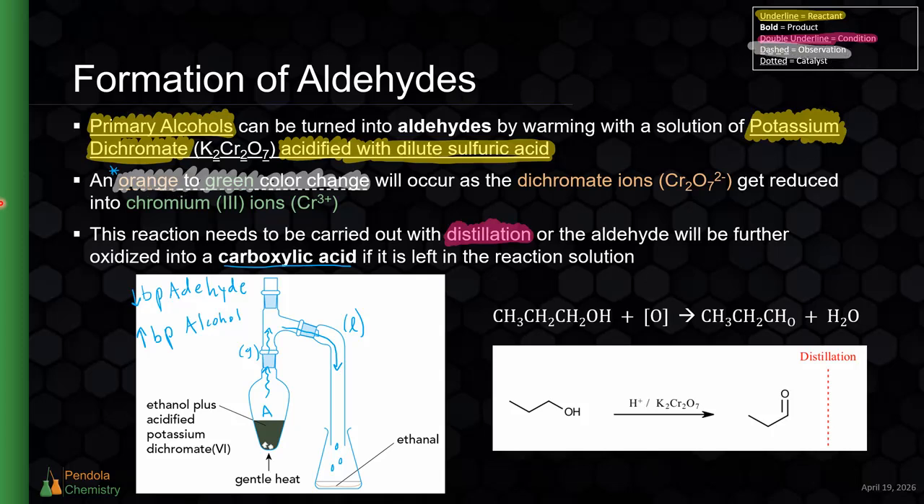That is because we're using dichromate. Be aware that if we do this instead with KMnO4, permanganate, which is another strong oxidizing agent, rather than K2Cr2O7, then the observation we'll get is a purple to clear color change.